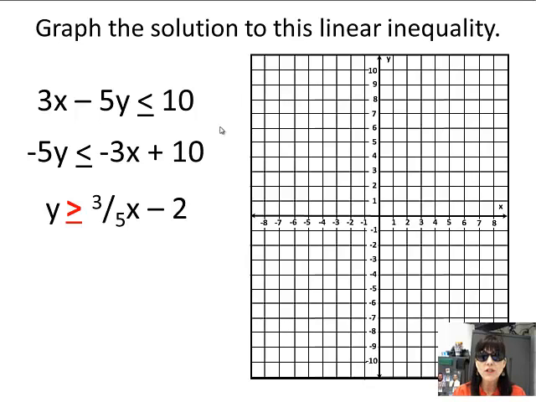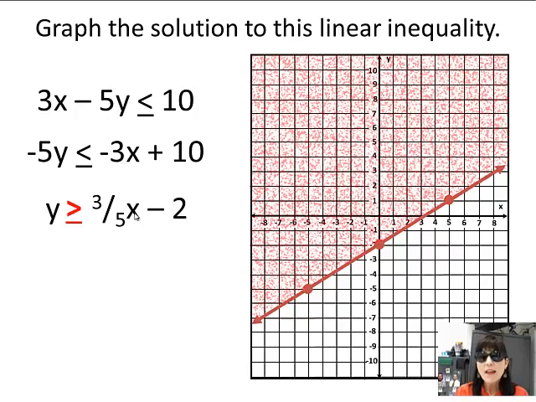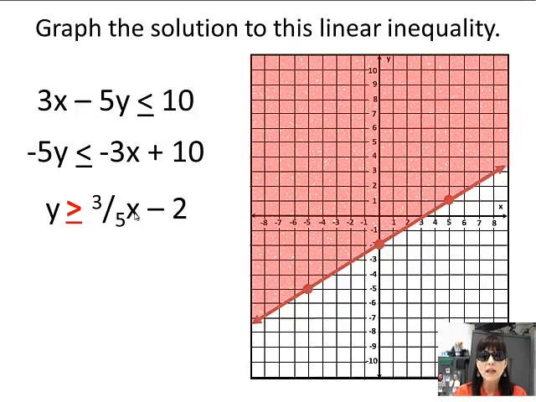So all we have to do now is find our y-intercept. Since it's minus 2, we know it's negative 2. We put a point at negative 2, and we're going to use 3/5, our slope, to find our other 2 points. Up 3 to the right 5, down 3 to the left 5. Here's our point at negative 2. Here's our next 2 points, and it is a solid line. The solid line is there because it is greater than or equal to. And it's the region above the line that we're going to shade because it's greater than.